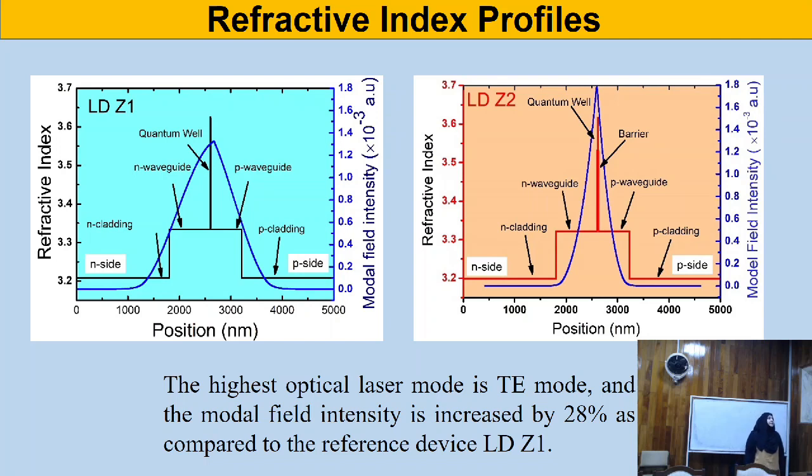Now next we have the refractive index profile. The figure at the left is of the reference device, and the figure at the right is of our proposed device. The refractive index of the device is decreased to 3.2, and the modal field intensity of the device is increased from 1.3 to 1.8, and the total modal field intensity is increased by 28% compared to the reference device, which is LDZ1. Also you can see that we get a sharp refractive index profile curve, so we can see the intense light is now generating.